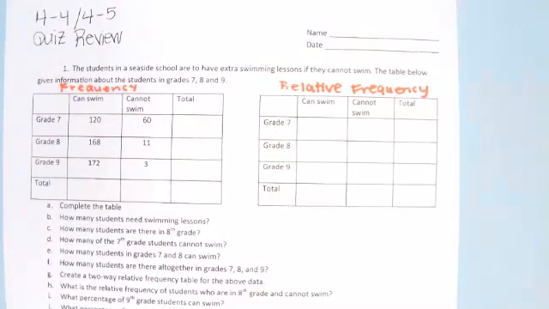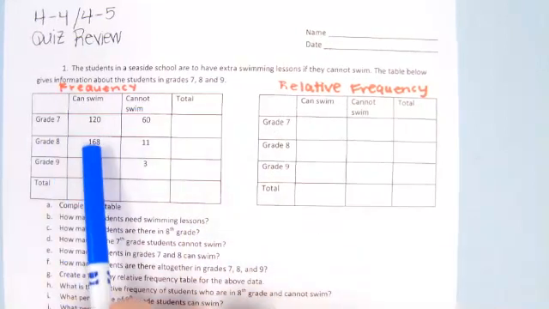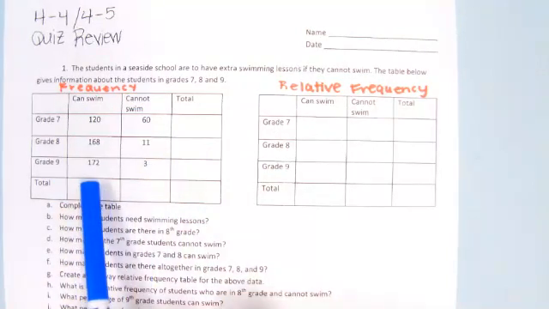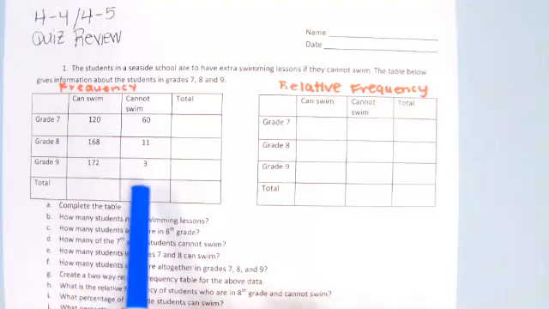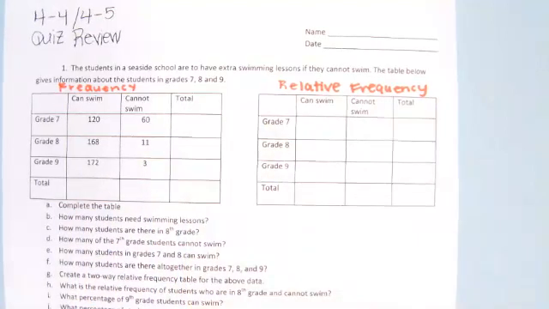All right, so this first question says: the students in a seaside school are to have extra swimming lessons if they cannot swim. The table below gives information about the students in grades 7, 8, and 9. Here's our frequency table. 120 seventh graders can swim, 60 cannot. 168 eighth graders can swim, 11 cannot. And ninth graders, 172 can swim and only 3 cannot. In this case, the only blanks are totals.